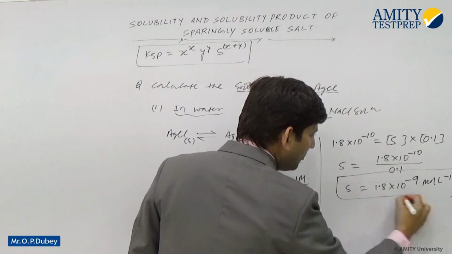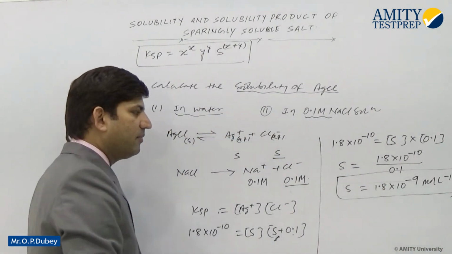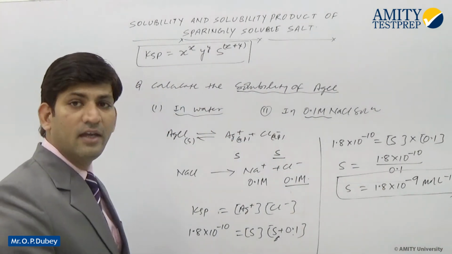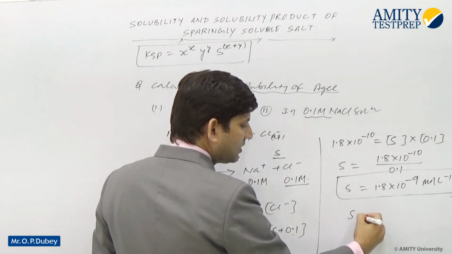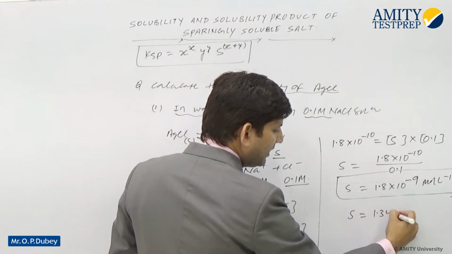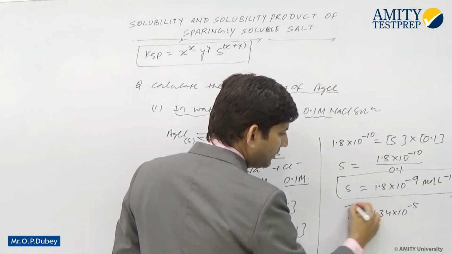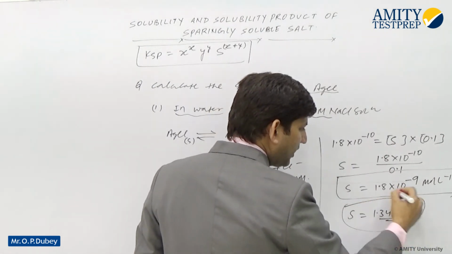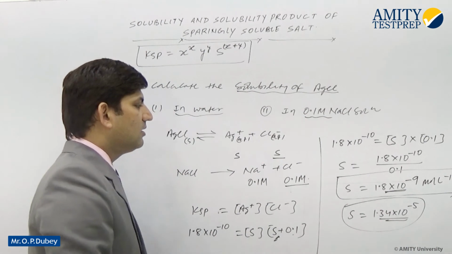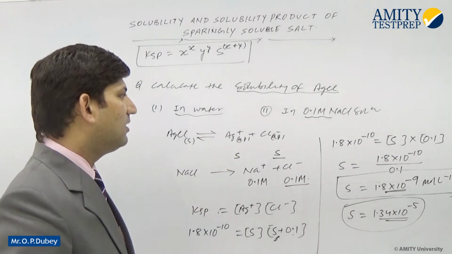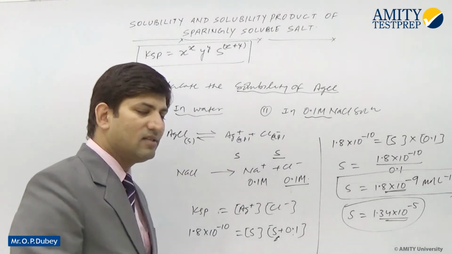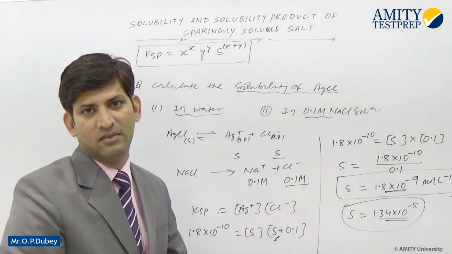See, this solubility is very small compared to the solubility of AgCl in water. The solubility of AgCl in water comes to 1.34 multiplied by 10 to the power minus 5. This value is much greater than this. That means the solubility of AgCl in the NaCl solution decreases because of the common ion effect.